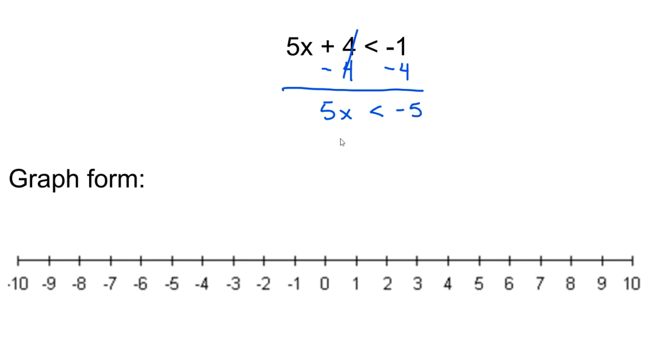Now, to get the 5 off of the x, the 5 and the x are being multiplied, so the opposite operation would be to divide. So we get x is less than, I'm going to reduce my fraction, and I get negative 1. And now we would graph our solution just like we were graphing our numbers earlier. Our symbol is less than, not less than or equal to, so we're going to use a parenthesis on negative 1. And then it's less than, or it's pointing to the left, so we're going to draw our inequality to the left and put an arrow at the end.